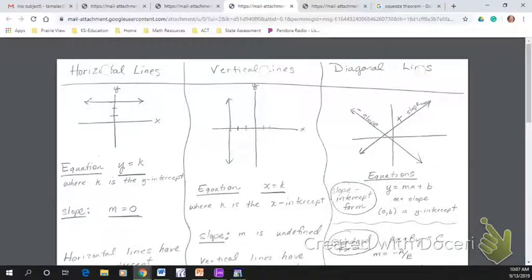So I've classified them as horizontal, vertical, and diagonal lines, and then the characteristics of those are listed down below. If you have a horizontal line, its slope is always what? 0. If you have a vertical line, its slope is always undefined. Remember that you can never walk on a vertical surface, so it doesn't get a number at all. A horizontal surface you can walk on, because you're not tilting at all, right?